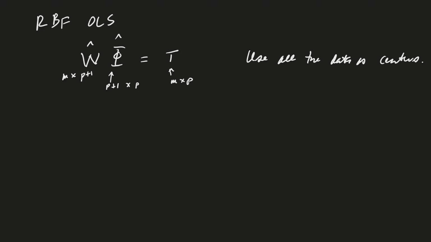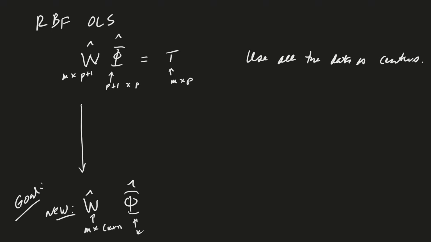So this is our initial setup. And our goal, somewhere down here at the end, is to find centers so that our new value of W hat is going to be M by K plus 1, times our new design matrix, which is going to be K plus 1 by P. And that way we would like it to be approximately equal to T, right?